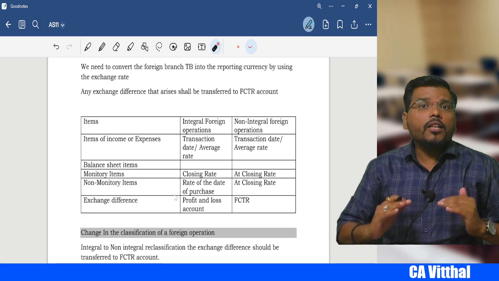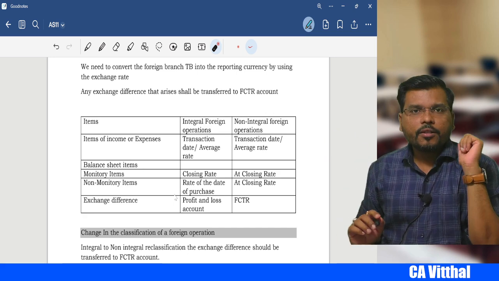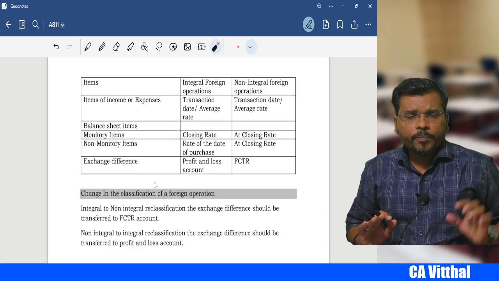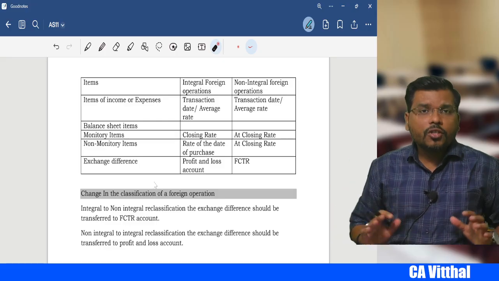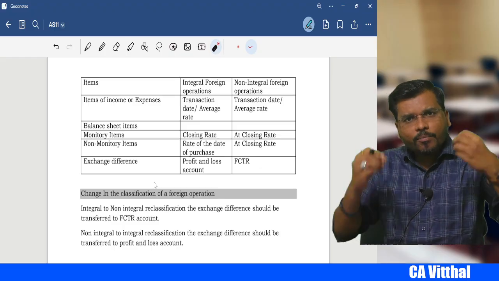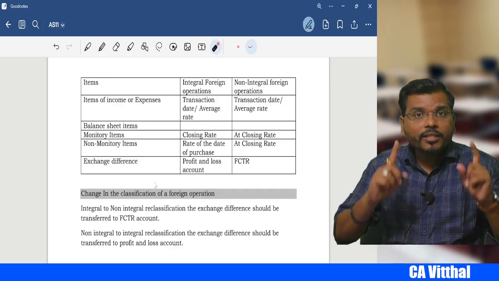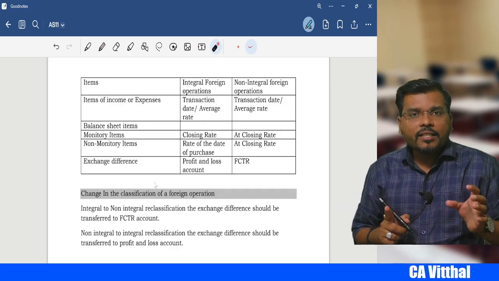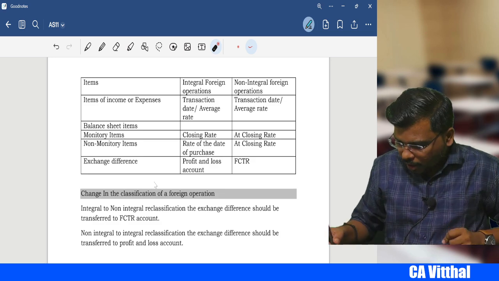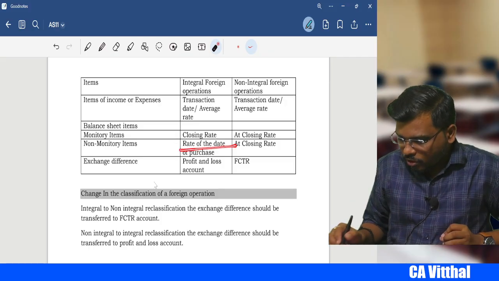And average rate, if it is not given, you can calculate that: opening plus close divided by 2. Balance sheet item. If it is a balance sheet, now there are two types of items in the balance sheet, monetary or non-monetary. If it is a non-integral operation, now listen carefully. If it is a non-integral operation, whether it is a monetary or non-monetary item, both the items we need to convert by using closing rate. If it is an integral operation and in that if it is a monetary item, you should always apply the closing rate, and if it is a non-monetary item, then rate of the date of purchase.